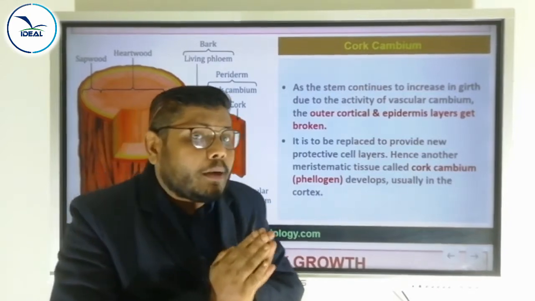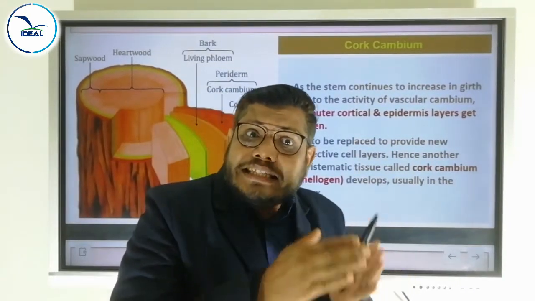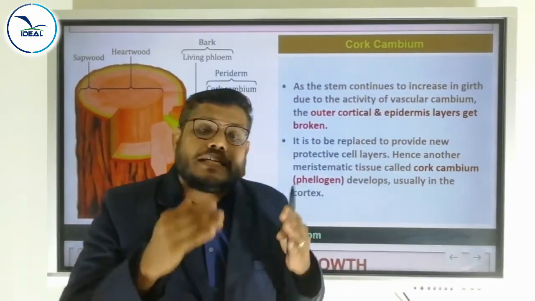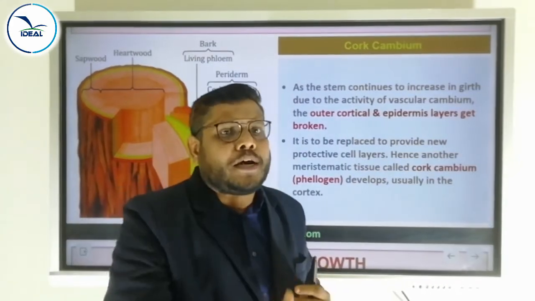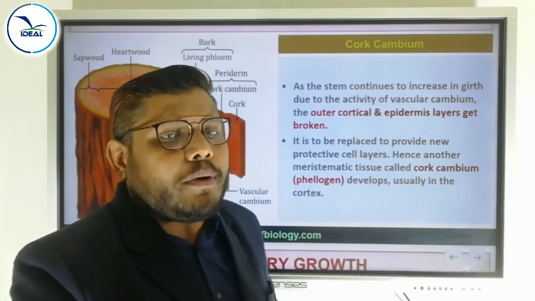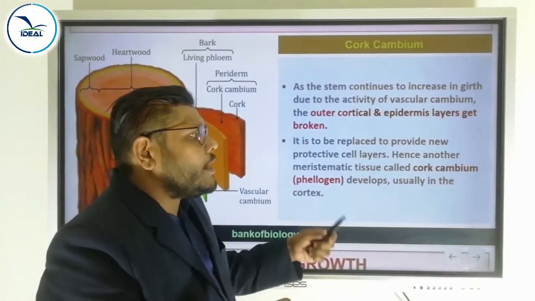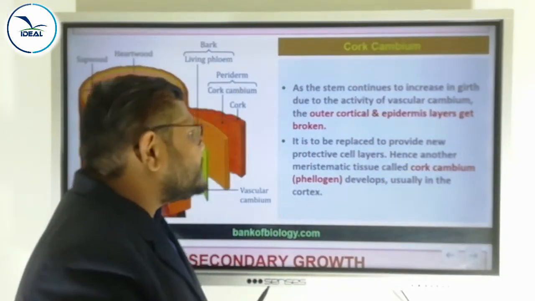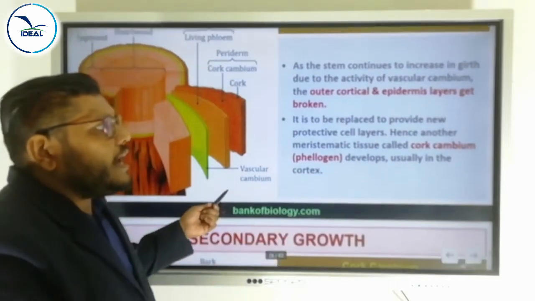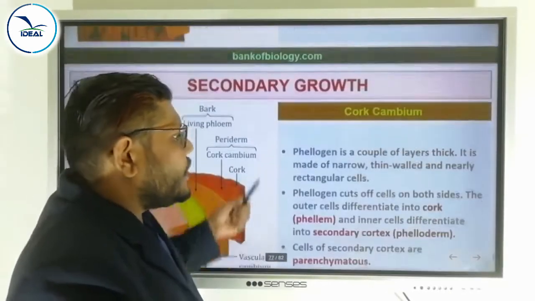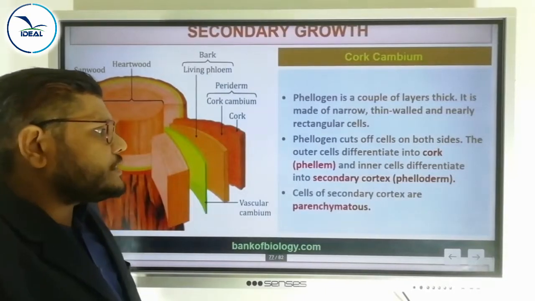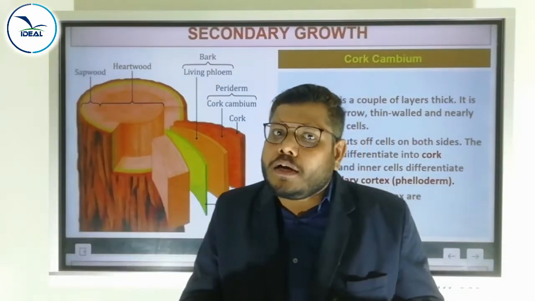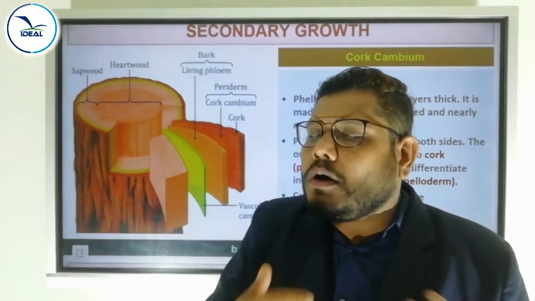What is cork cambium or phellogen? It is the secondary lateral meristem that originates from the cortex part or extrastelar region. That is called cork cambium or phellogen. It consists of two types of tissues. One is called phellem, another one is called phelloderm. First one, cork or phellem. What is cork or phellem?